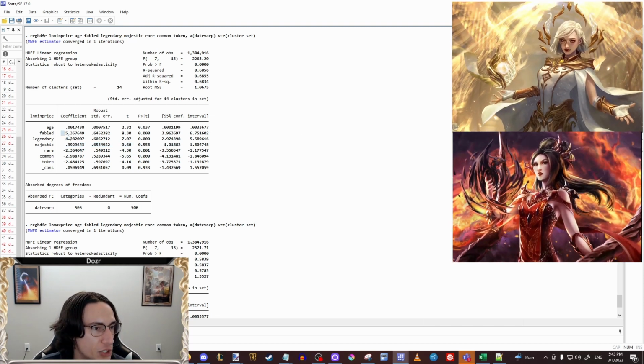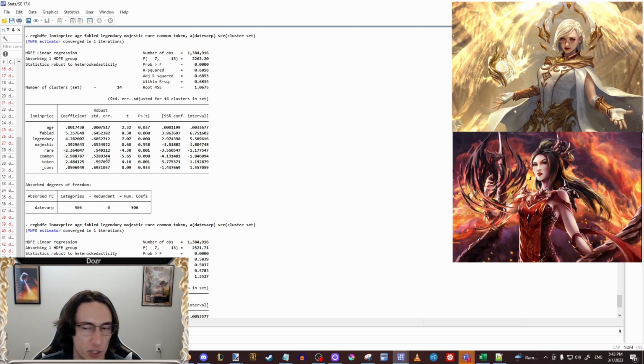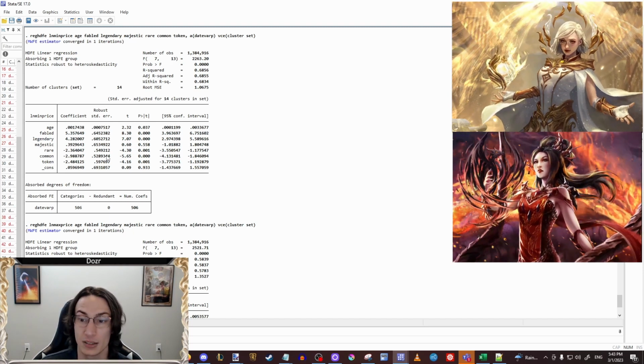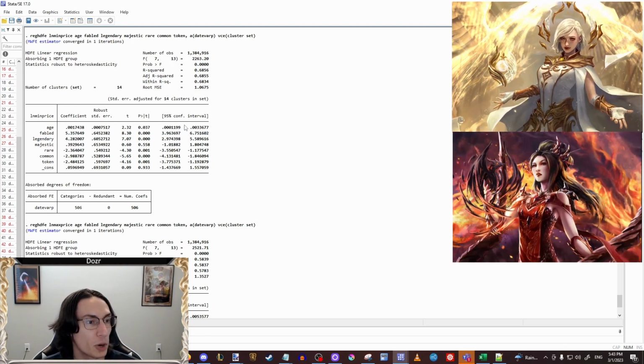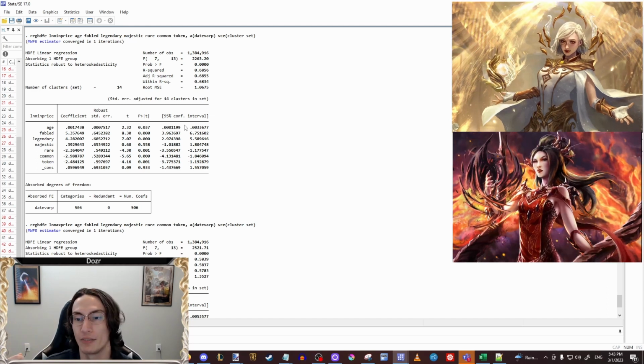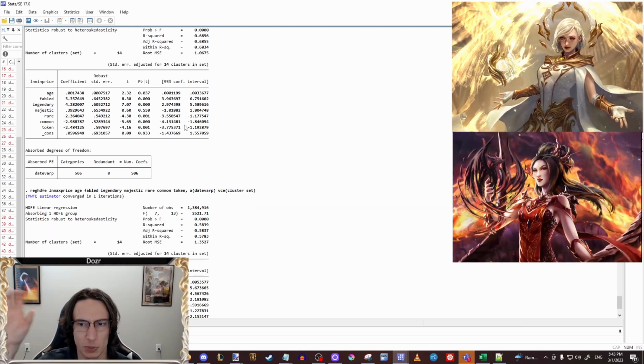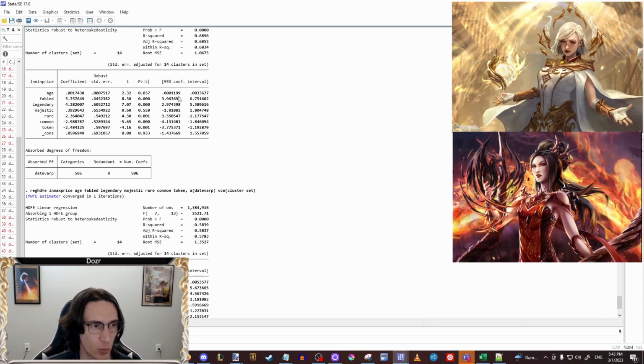Basically, legendaries and fables are worth more, rares, commons, and tokens are worth less. We know that, but the data backs it up. And we can start to quantify by how much on average that's true. And we can be more specific or less specific depending on what question we want to answer.